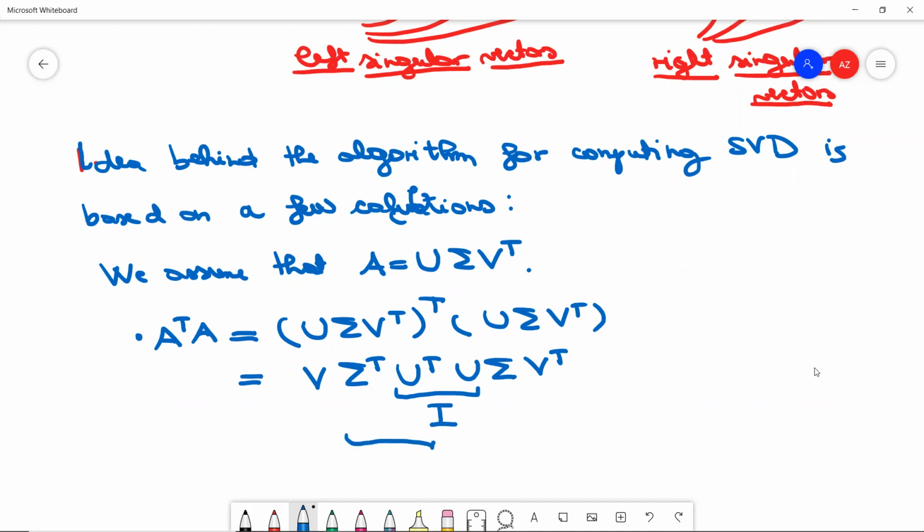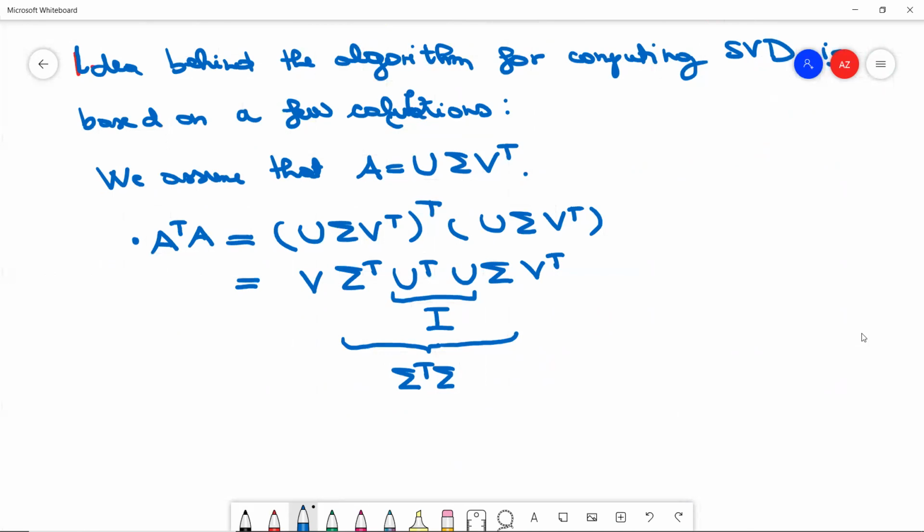And so we can forget about this middle term, U transpose U. And what remains here in the middle is sigma transpose sigma. But for this sigma, we assume that it's diagonal. And let's write it in this form.